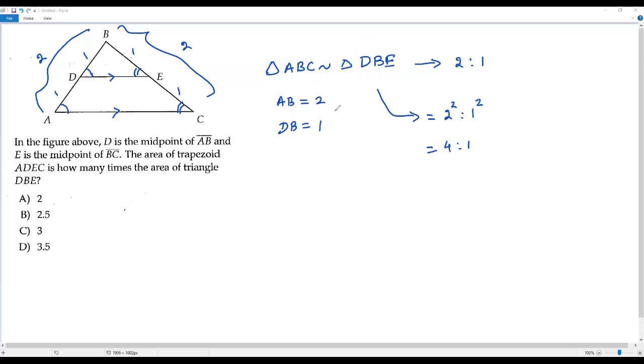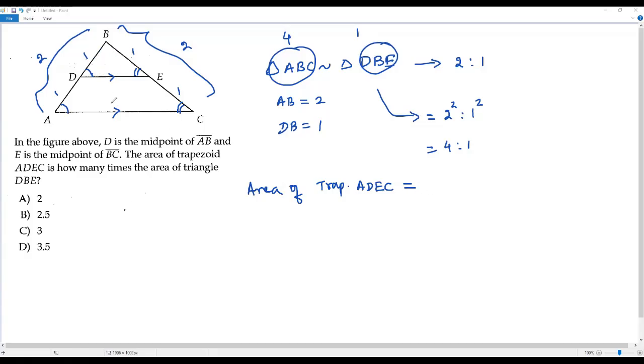That is, if I consider the area of the bigger triangle ABC as 4, then the area of the smaller triangle DBE is just 1. Okay, now I got the area of the bigger triangle, that is 4, and the area of the smaller triangle, that is 1. Okay, now what is the area of the trapezoid ADEC? For that, let me write the stuff over here. Area of trapezoid ADEC.